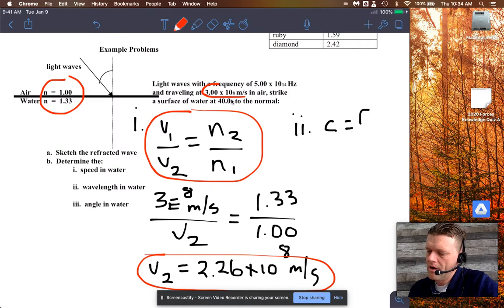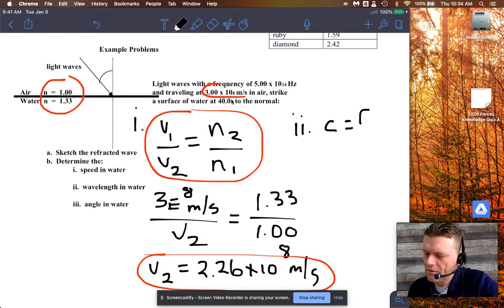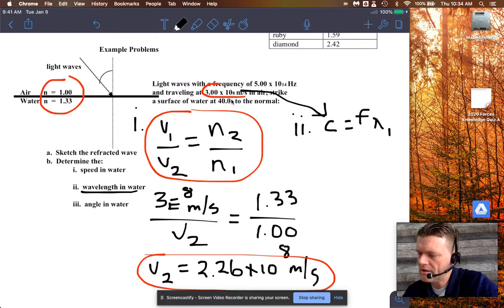So the second part, or the second question, we could just do that one quickly. It wants to find the wavelength in the water. So what we need to find first of all is the wavelength in air. Okay, so using 3 times 10 to the 8th as my speed of light, and it did give me a frequency. It's 5 times 10 to the 14th. Okay, so I can find wavelength number 1. It actually winds up being 6 times 10 to the negative 7 meters.